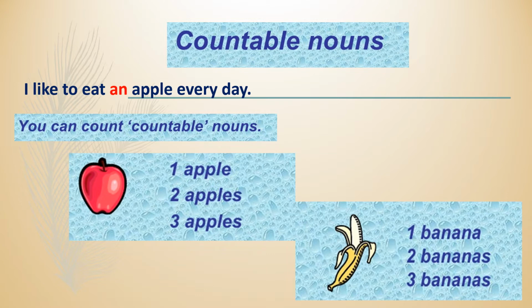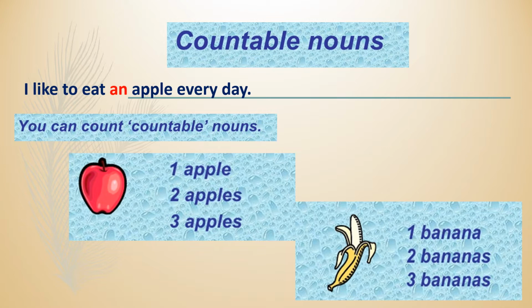Countable nouns are the nouns that we can count and we can use numbers with these nouns. For example, I like to eat an apple every day. It means I like to eat one apple every day. We can count countable nouns. We can say I like to eat one apple or two apples or three apples.